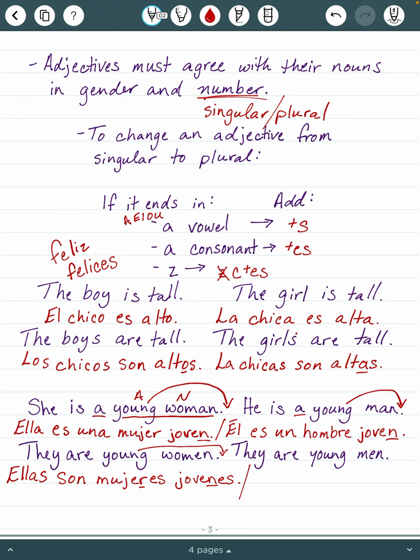And then they are young men. Ellos son. Move young to after men, so they are hombres. And then joven, again, it ends in an N, which is a consonant, so we will add ES there. So that's it. Adjectives must agree with their nouns in gender and number.